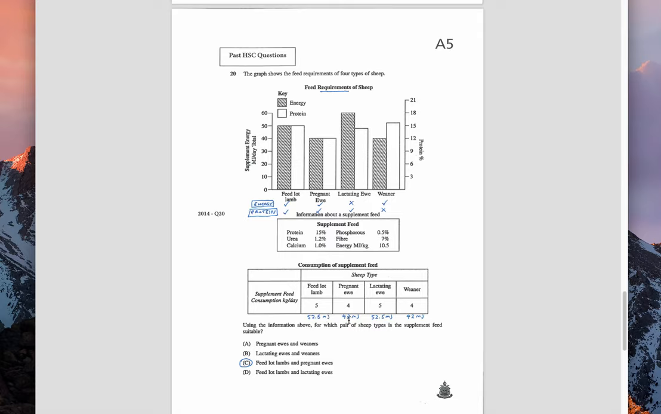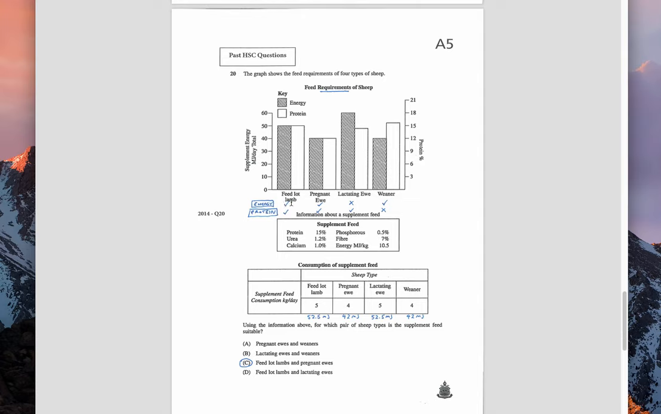If they eat 4, it's going to give them 42 megajoules provided, and then 52.5 again and 42. So let's have a look if the energy is adequate. So first of all, this side, the feedlot lamb requires 50 megajoules per day, and it's going to get 52 from the feed. So that's a tick.